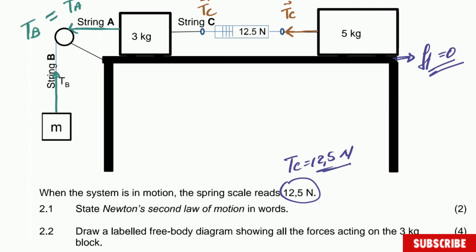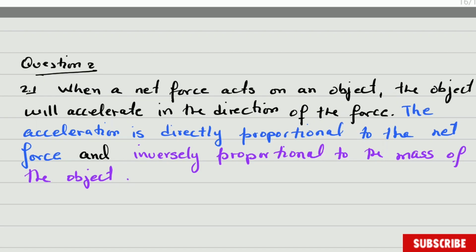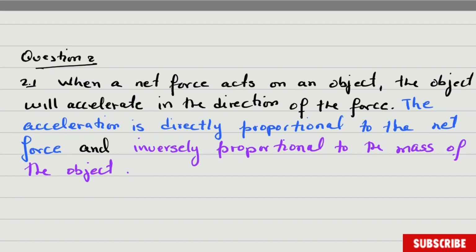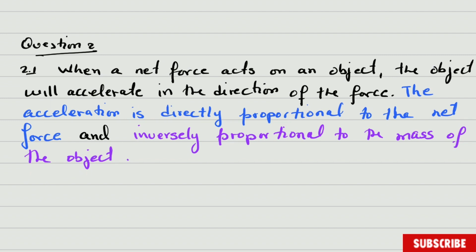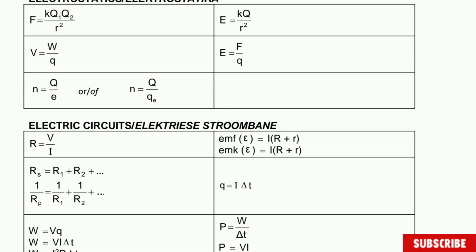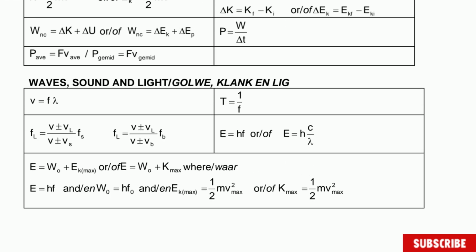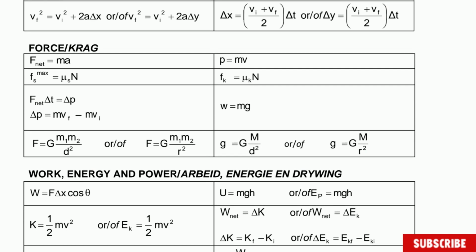State Newton's second law of motion in words. Now, Newton's second law states that when a net force acts on an object, the object will accelerate in the direction of the force. The acceleration is directly proportional to the net force and inversely proportional to the mass of the object. Guys, if you go to the formulas that they are going to give you in the exams, at the point where they list forces, the very first one you will find there is Newton's second law of motion.